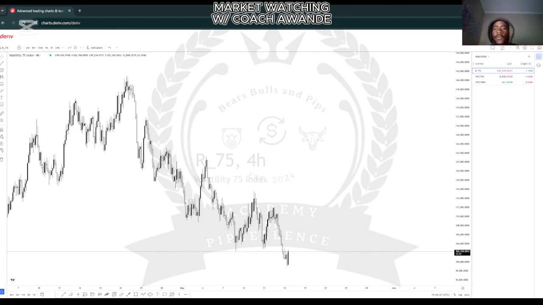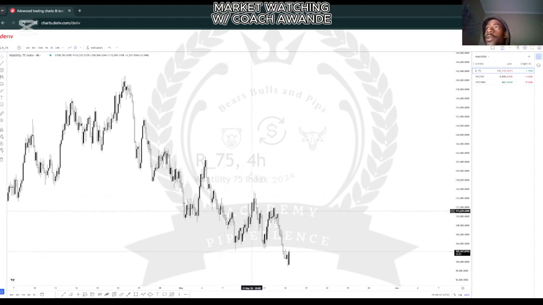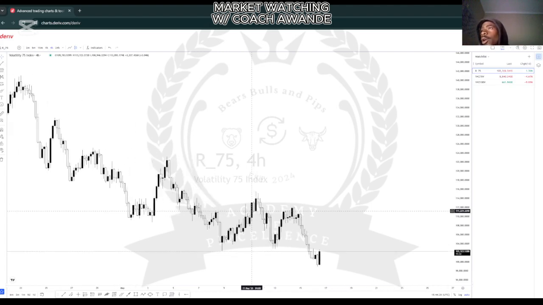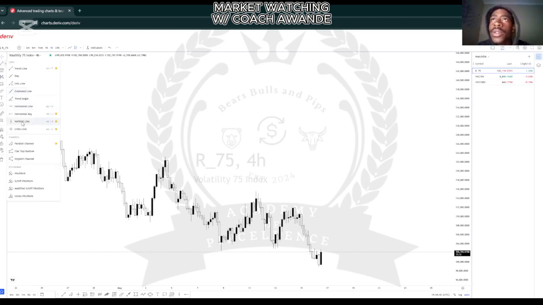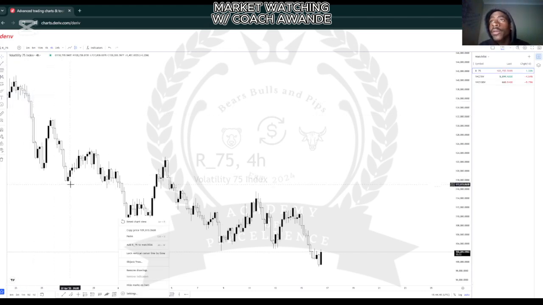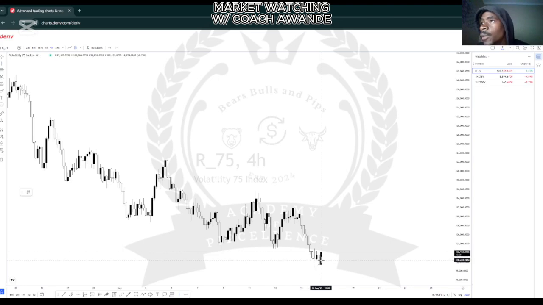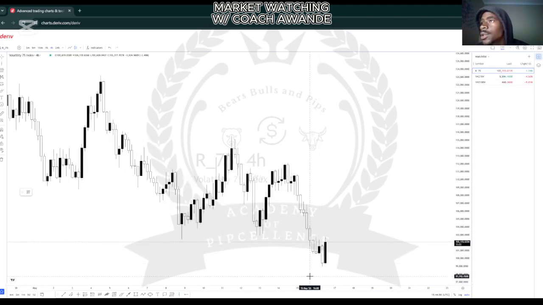So first things first, right off the bat, you can see that we are on the 4-hour time frame of an asset called Volatility 75 Index. Now, Volatility 75 Index is basically a synthetic index that is made up of assets that technically don't exist, right? It's primarily made up of computer generated numbers, and today's the 16th, right?